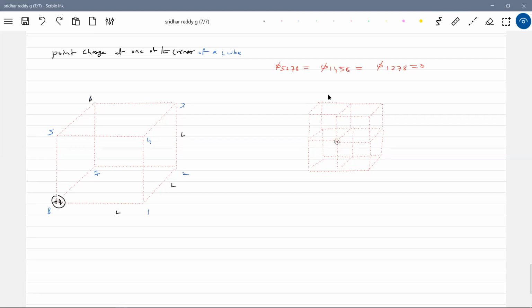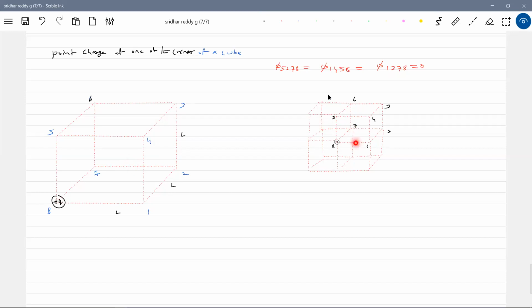Then what was our 1, 2, 3, 4? Our 1, 2, 3, 4 was here, then 5, 6, 7. Please, I want you to imagine. Can we make this point charge the center of 8 identical cubes? Then what is the flux linking these 8 cubes? Q by epsilon naught, of which 1/8 will link this cube. Able to imagine?